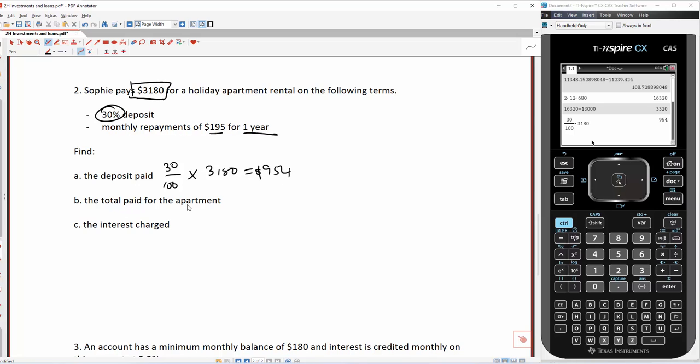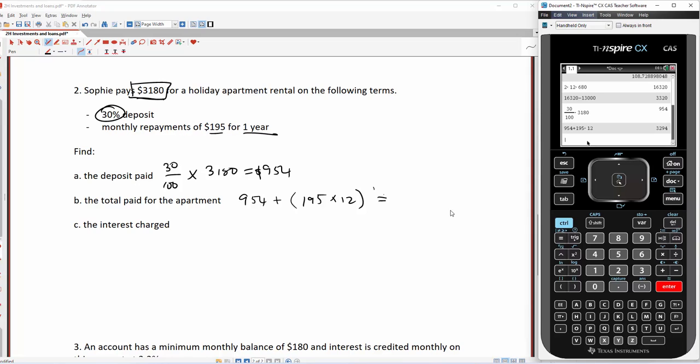All right, the total paid for the apartment is going to be the deposit plus she's making monthly repayments of $195. So it's $195 for 12 months of the year. And this is how much she's actually going to pay, which again is probably going to be more. So it's 954 plus 195 times 12. So that's going to be 3294.